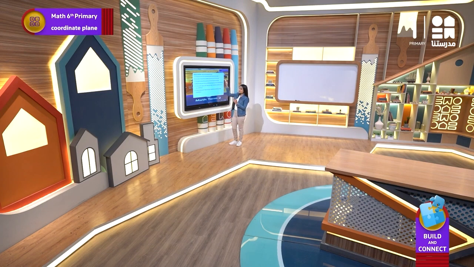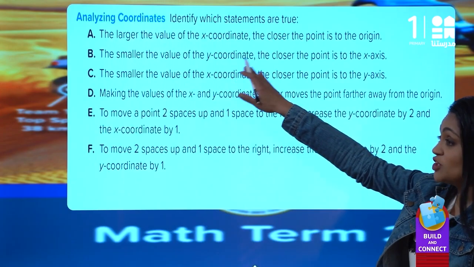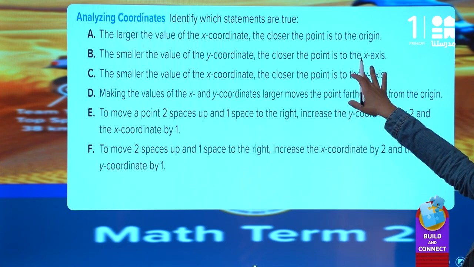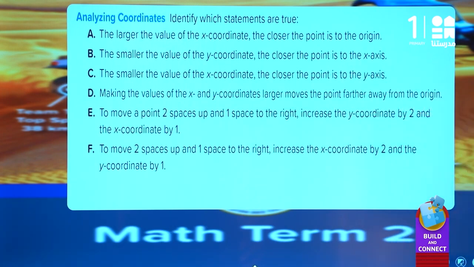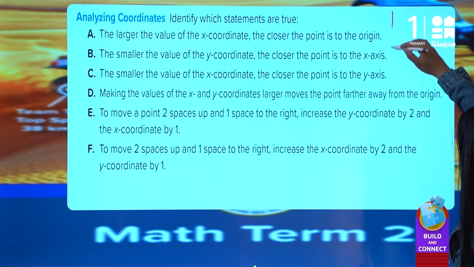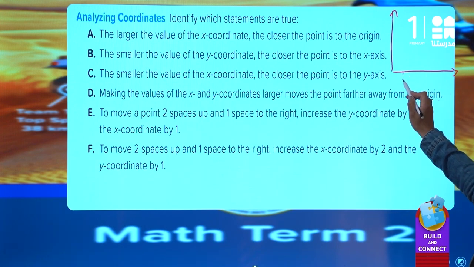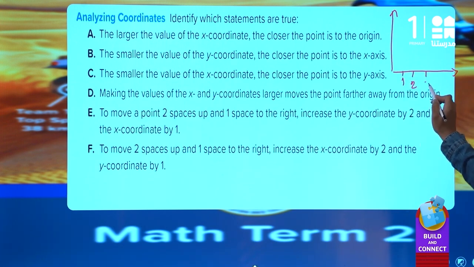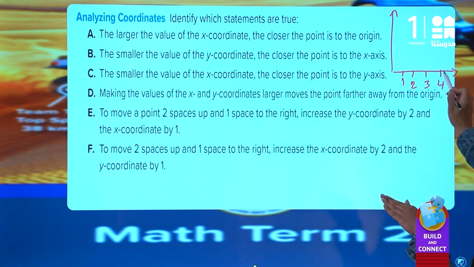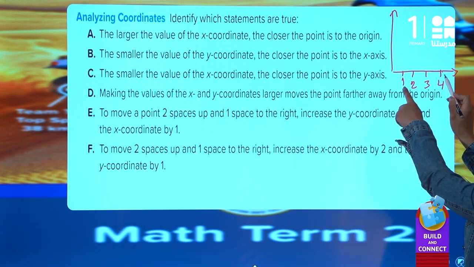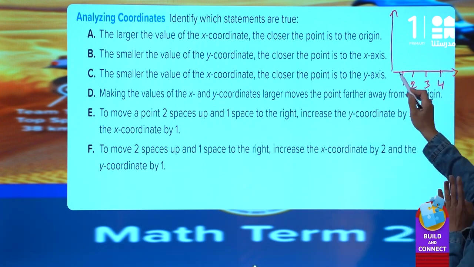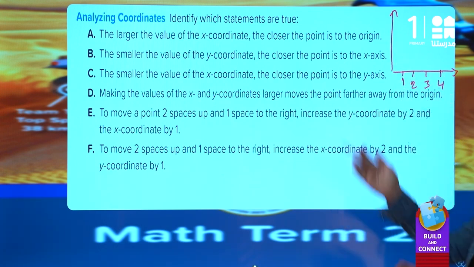So let's see statement A. The larger the value of the x coordinate, the closer the point is to the origin. So let's draw here the y-axis and the x-axis. And see, if I have here, for example, 1, 2, 3, 4. The larger the value, it means, for example, if x is 4, the closer the point to the origin. Is it closer now to the origin? Of course not, so this is not correct. Let's see the second one.